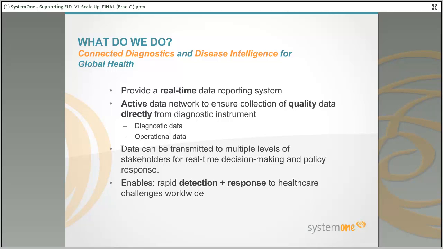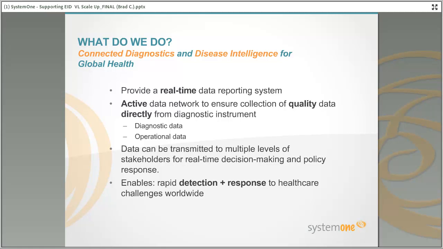And the way we do this is by developing what we call an active data network, which really makes sure that the information collected from the diagnostic instruments is sent into the ecosystem that needs to consume that data, whether that be the patient, the clinician, the doctor, any additional information systems, aggregated systems, patient identification.